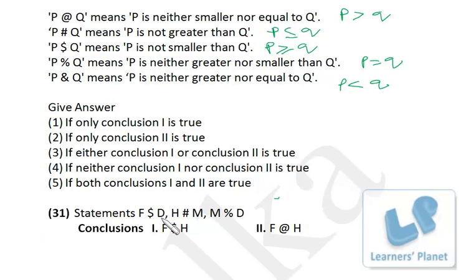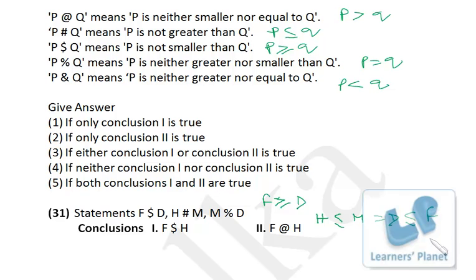F dollar D, that means F is greater than or equal to D. H hash M, that means H is less than or equal to M. M percentage D, that means M is equal to D. We can combine these two. D is less than or equal to F. So order is there, less than sign, equal to sign and less than sign. So we can combine the sequence.